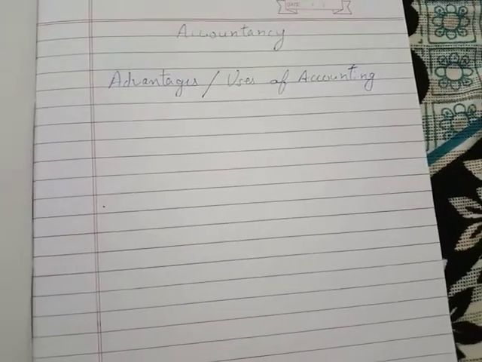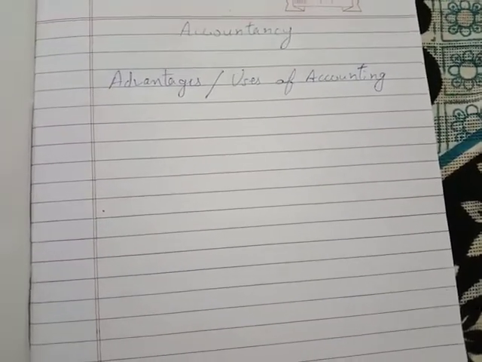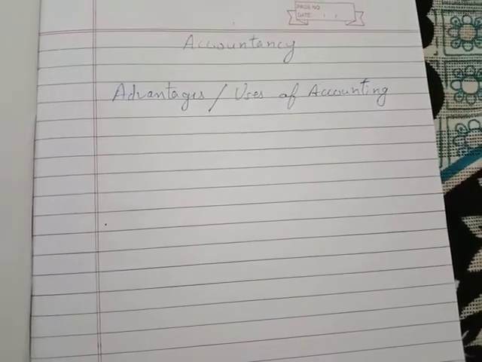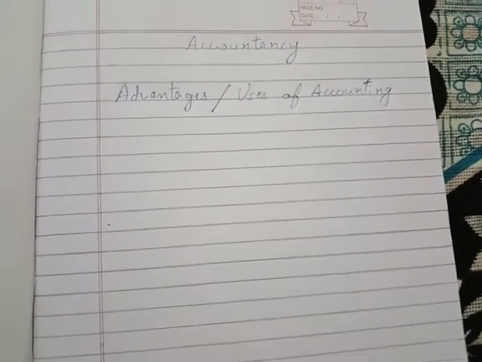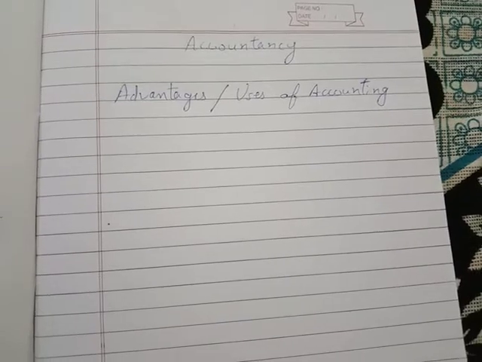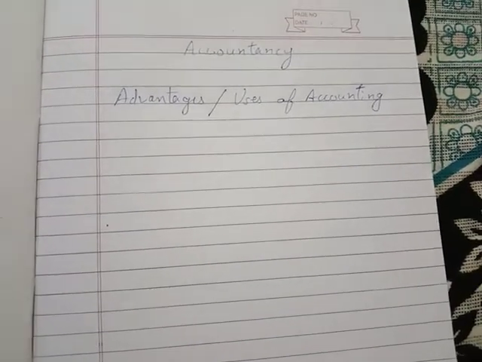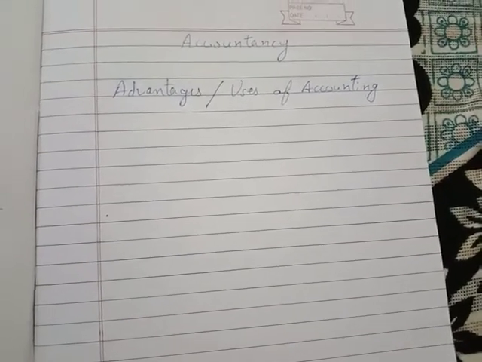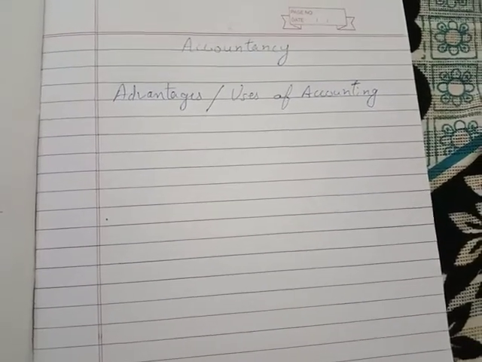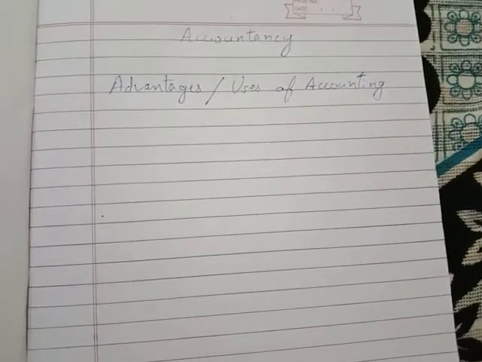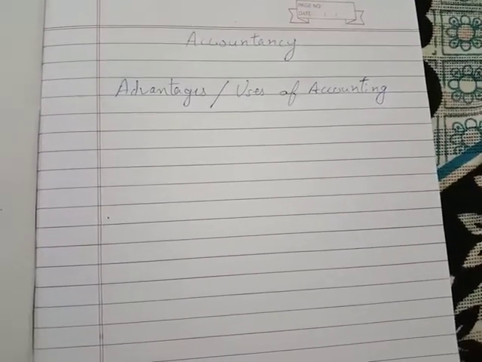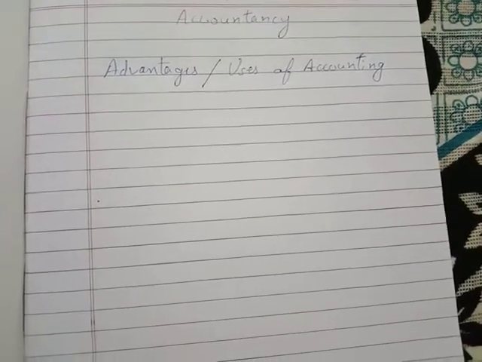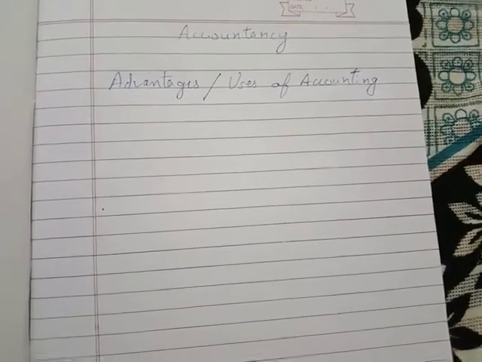Fourth point, information regarding the financial position. The important thing here is, what is financial position? Financial position of the business means the position of assets and liabilities at the end of the year, the values of assets and liabilities at the end of the year. The assets and liabilities and their values are shown in the balance sheet, which is prepared at the end of every year through accounting records. So accounting is also helpful in showing the financial position of the business at the end of every year.